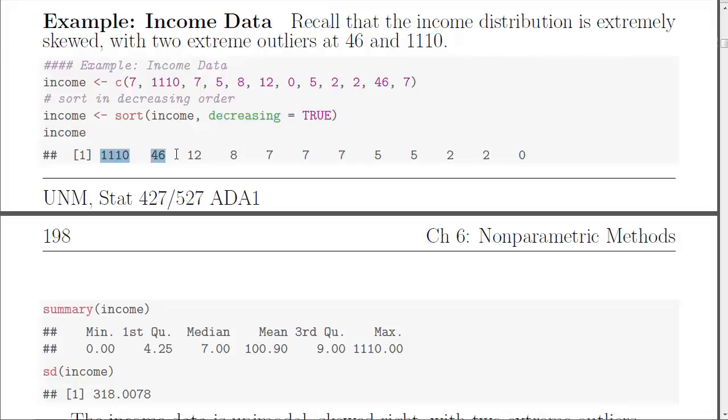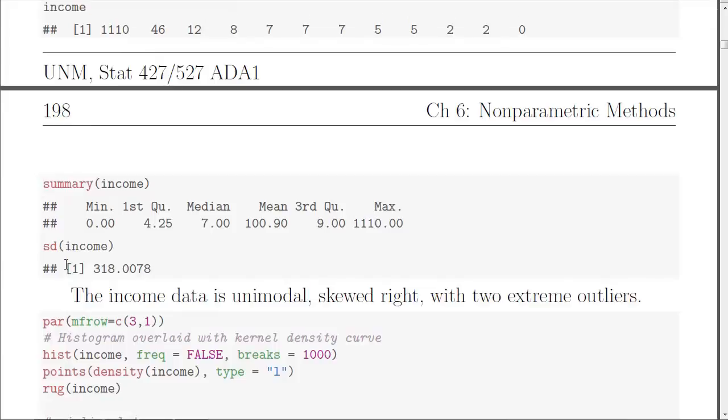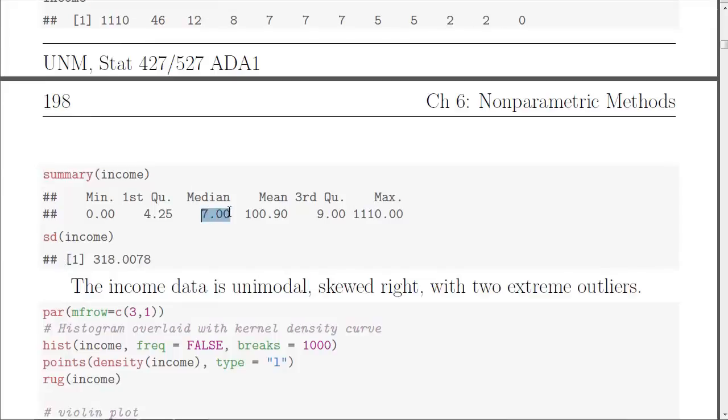We've got these two huge values, with one at 1,046, where the rest of them are between 0 and 12, with most of them being around 5 or 6 or 7. So this part of the data looks basically pretty symmetric, and then we have two extreme outliers. Notice the median here is 7, but the mean is 100. So the mean is greater than all but one observation. Look at the standard deviation of 318.